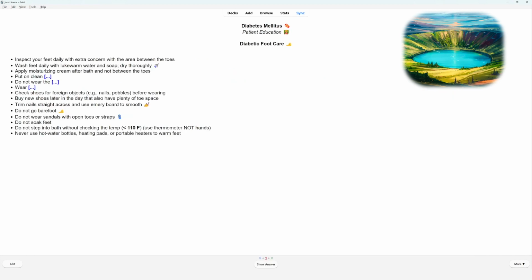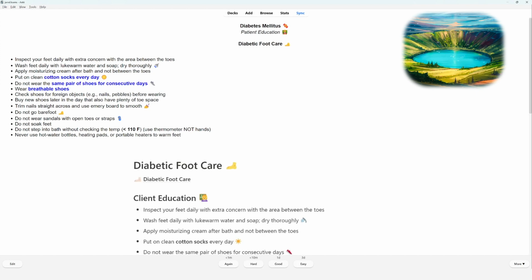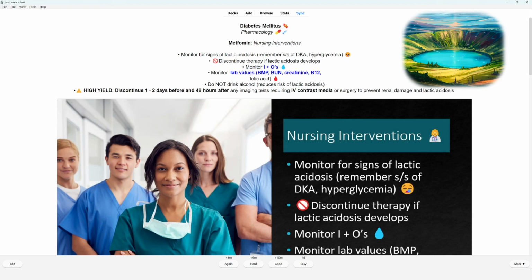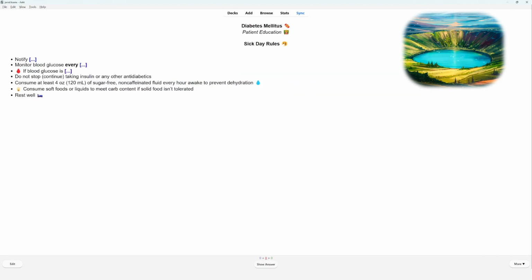Put on clean cotton socks every day. Don't wear the same shoes consecutive days. And then wear comfortable, breathable shoes. Monitor for lab values in eyes and nose, BNP, BUN, creatinine, B12. Notify the physician when you're ill. Monitor the glucose every 3 to 4 hours. If glucose is over 240, check for ketones.